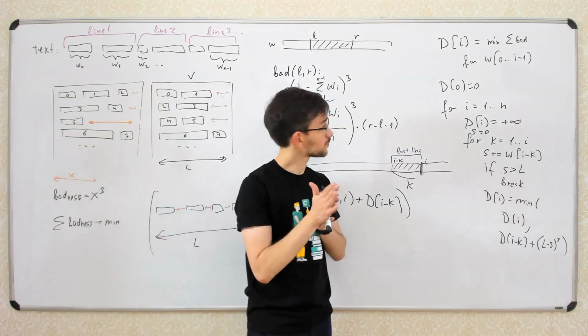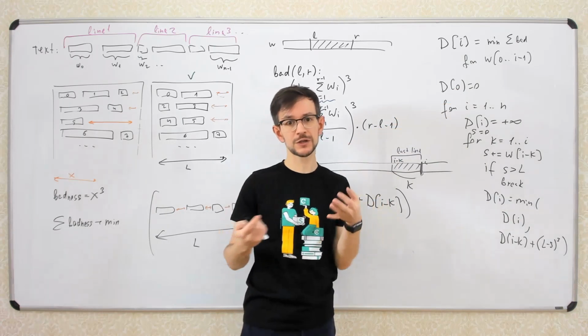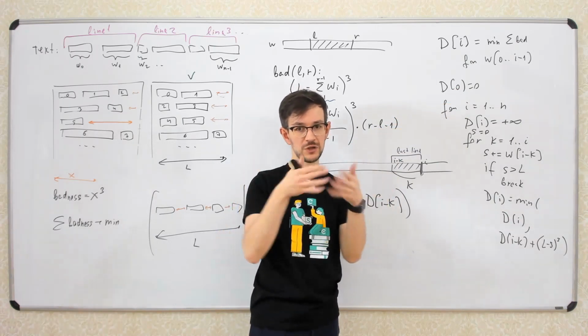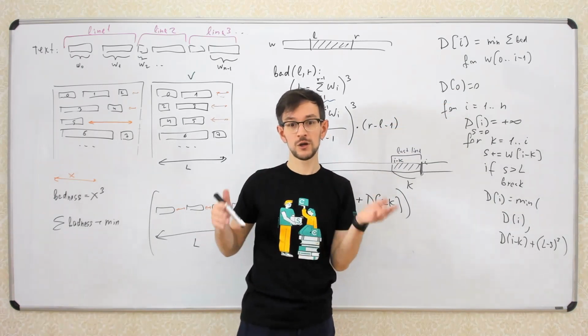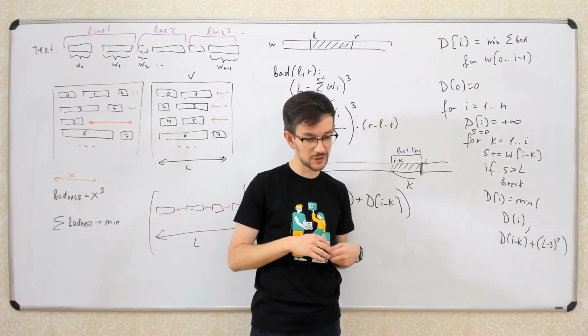Okay. Why is d0 equal to 0? What is d0 again? It's the solution of the problem when you have 0 words. If you have 0 words, you don't need to split them. You just do nothing and the total badness will be 0.